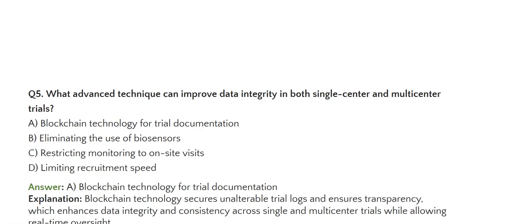So definitely it's A, as we are talking about improvement and enhancement of data integrity and data quality in whatever kind of trial, including single center and multi-center trials. In order to improve the data integrity, the quality, and the transparency in data as well, we need a blockchain. We need the audit trail system. So blockchain here, A, is the answer: blockchain technology for trial documentation.